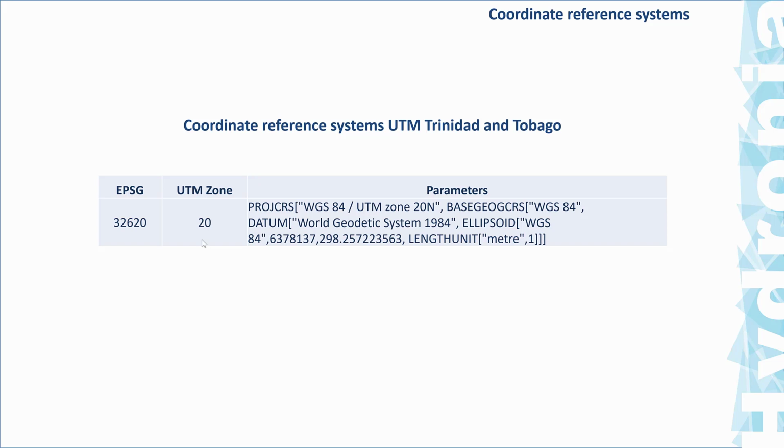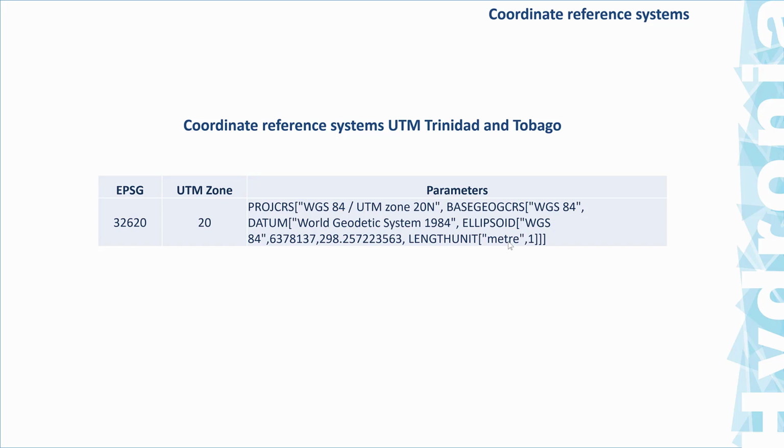The point here to remember is that each of these zones have some metadata that you need to be aware of, and that includes the datum, that in this case, as you can see here, is WGS 84, is World Geodetic System 1984. And this is the ellipsoid that is used for UTM zone 20. And also, very importantly, that it is in meters.